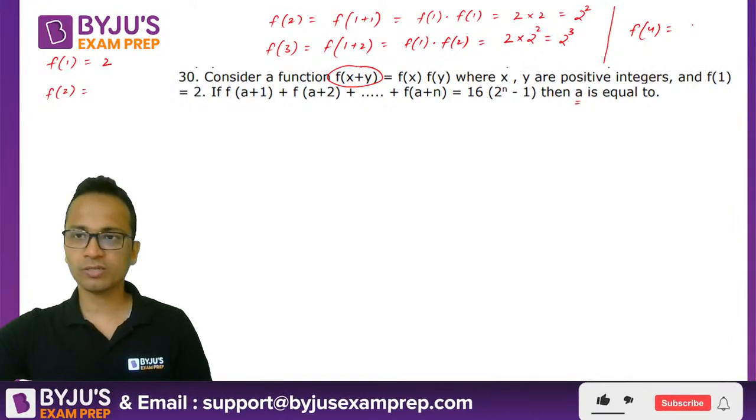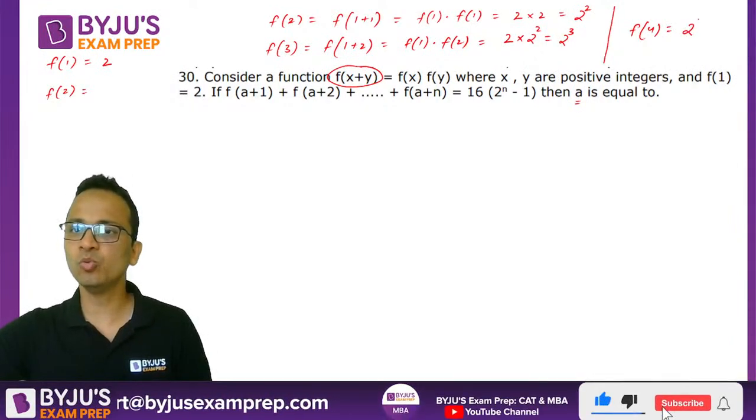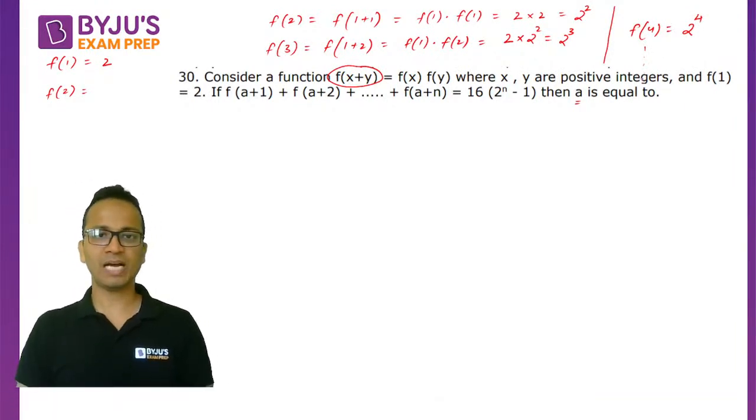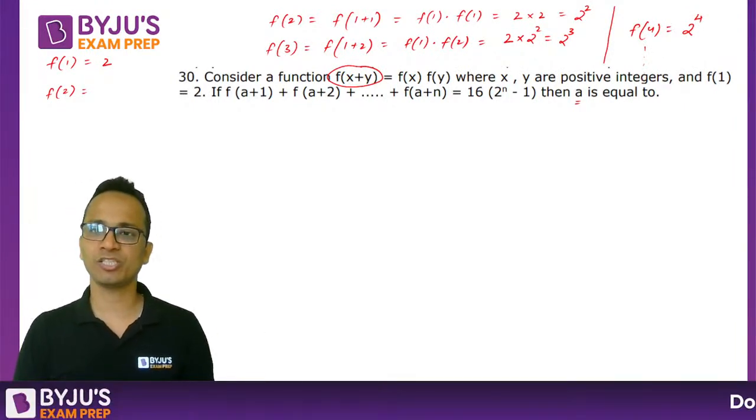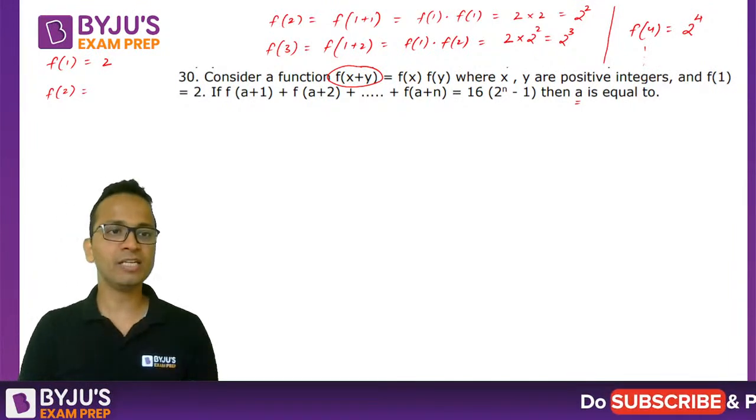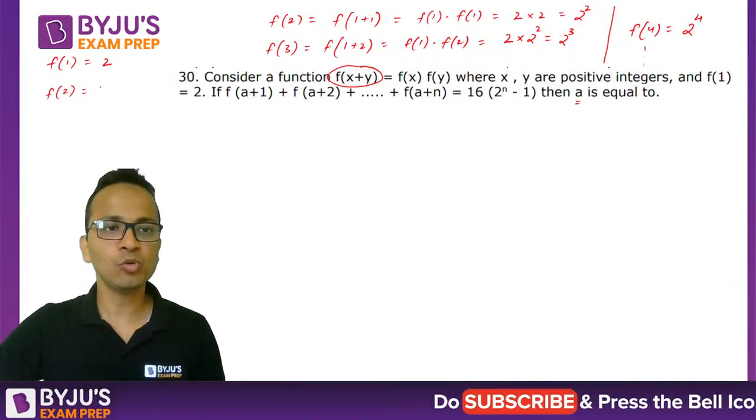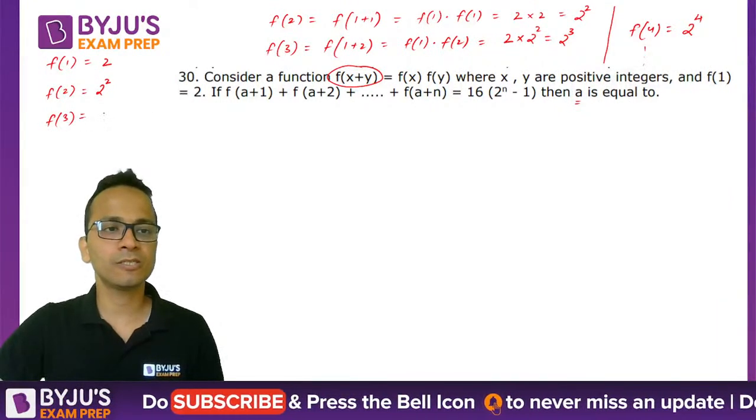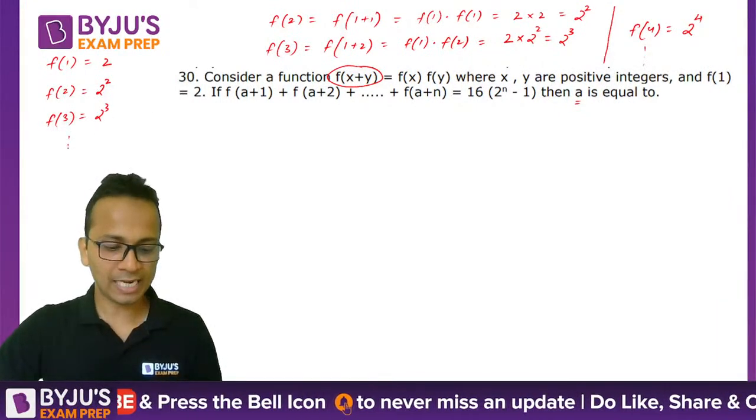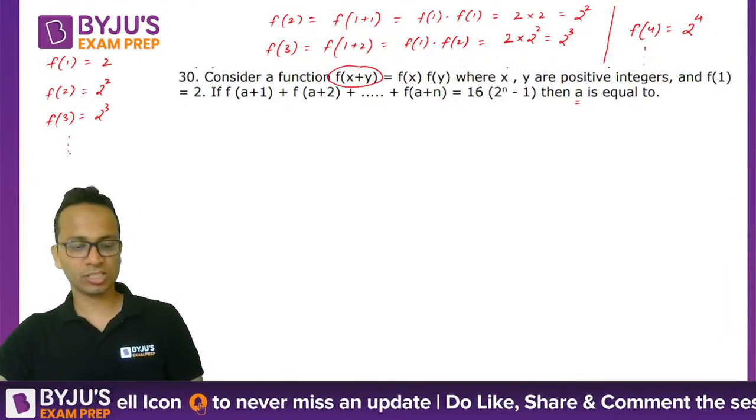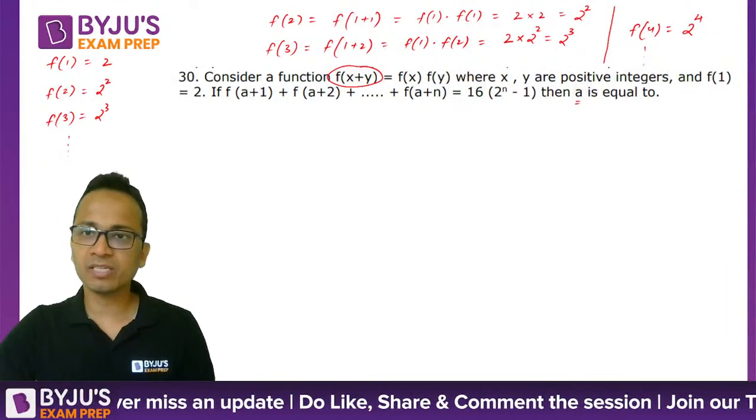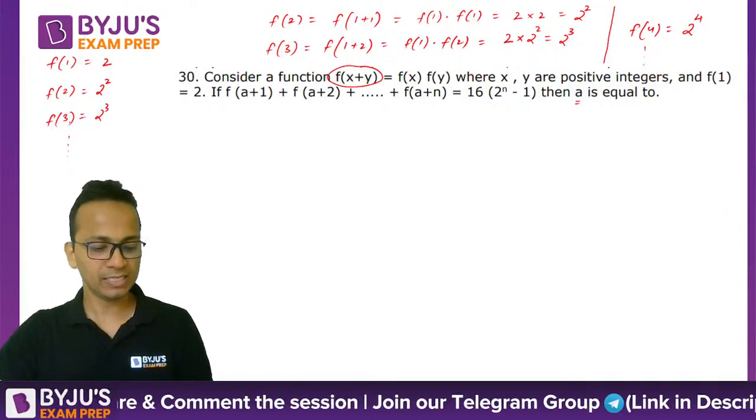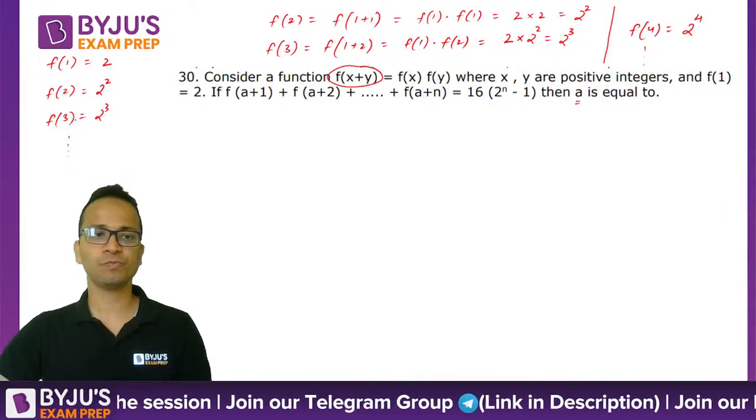So f of 4, the value should be 2 raised to the power 4 and so on. Alright, I hope you are understanding this function. Okay, so f of 1 is 2, f of 2 is 2 square, f of 3 is 2 cube and so on. Yes, Devansh. So 2 to the power 3, 2 to the power 4, 2 to the power 5 and so on. Okay? Understood? I hope all of you.